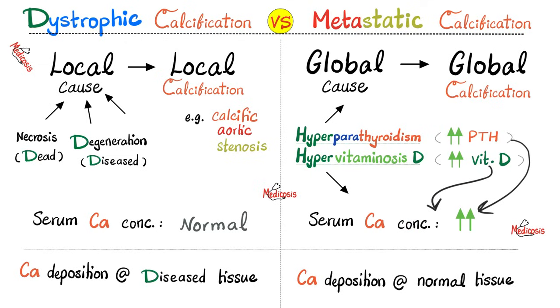The tissue was normal, but then we just kept throwing all kinds of calcium at these different tissues because we simply had too much calcium in the blood. And this excessive calcium simply had to go somewhere. To learn more about hyperparathyroidism and hypervitaminosis D, please refer to my endocrinology playlist.